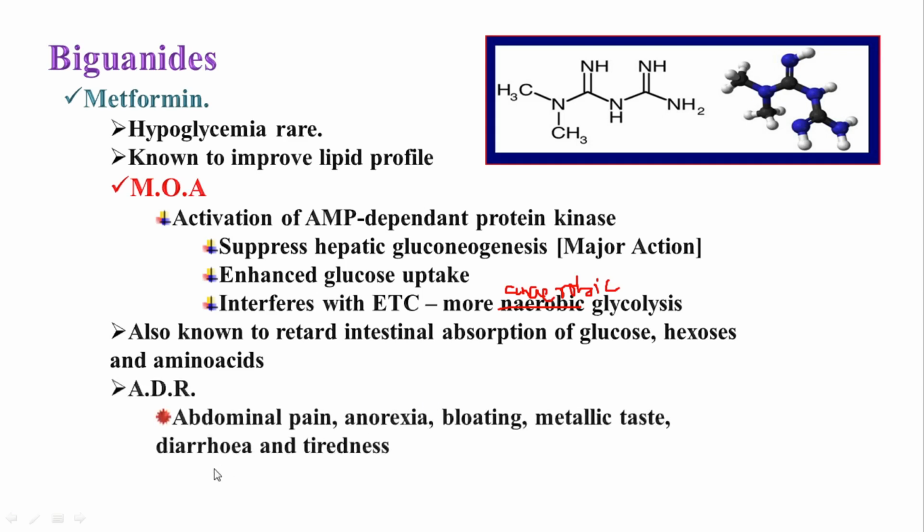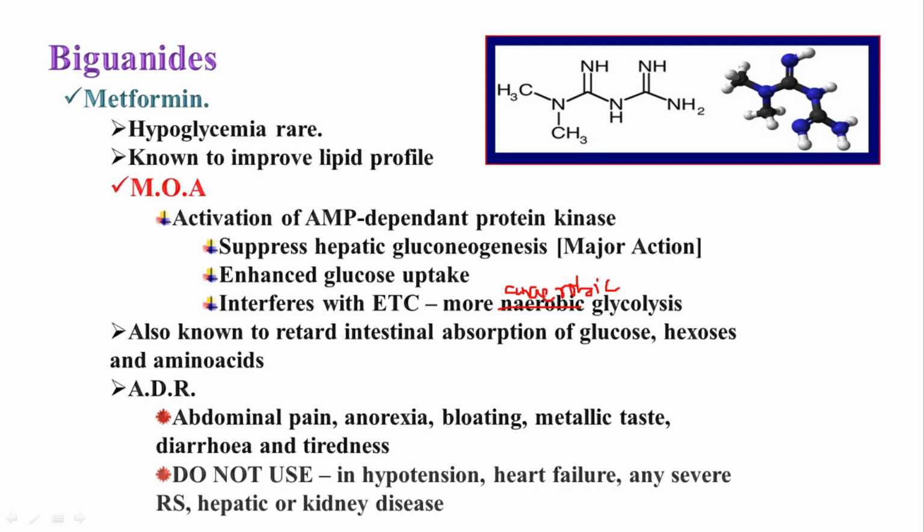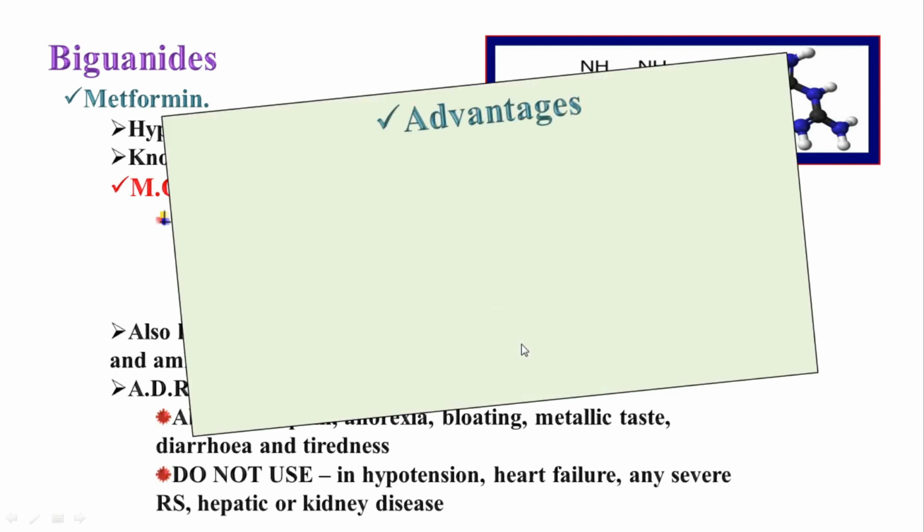The adverse reactions of metformin are important. Okay, not serious but important. This starts with abdominal pain, anorexia, bloating, a typical metallic taste, sometimes diarrhea and tiredness. As a rule, we never use metformin in hypotension, cases of heart failure, severe respiratory, hepatic or renal disease. Simple, easy to understand, right?